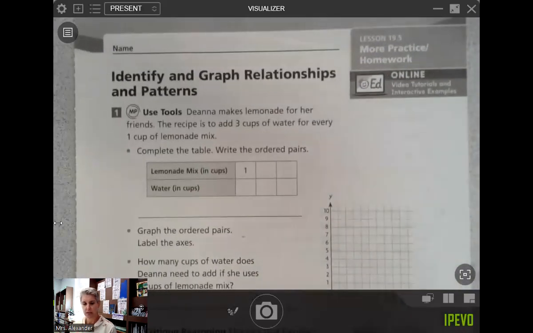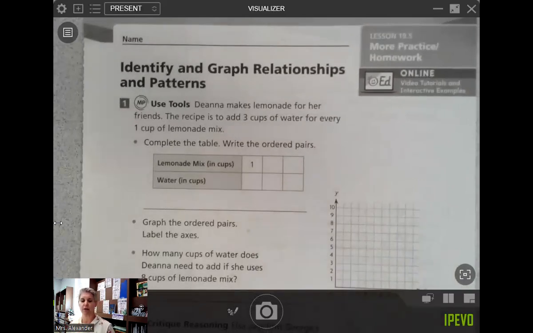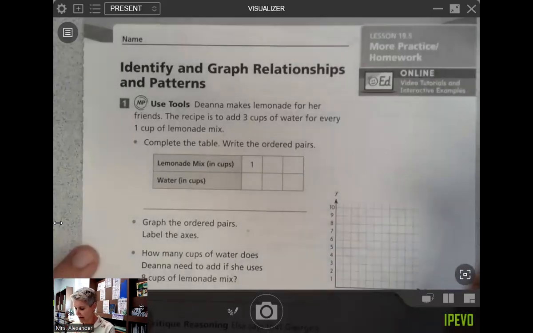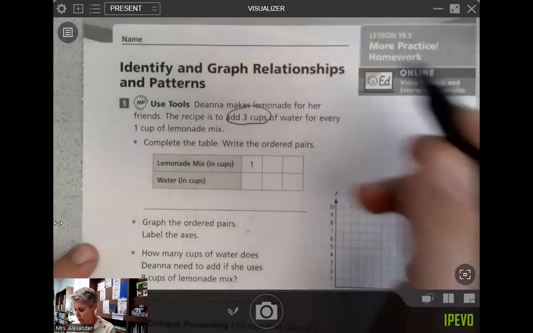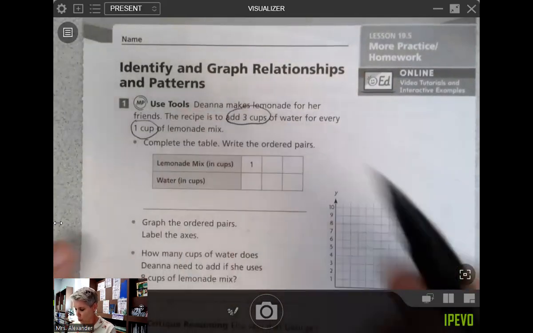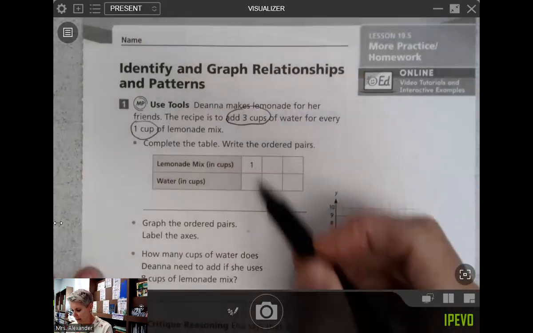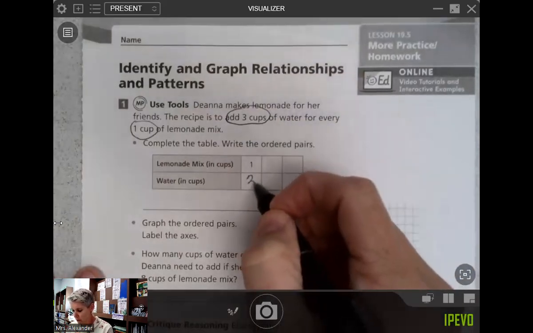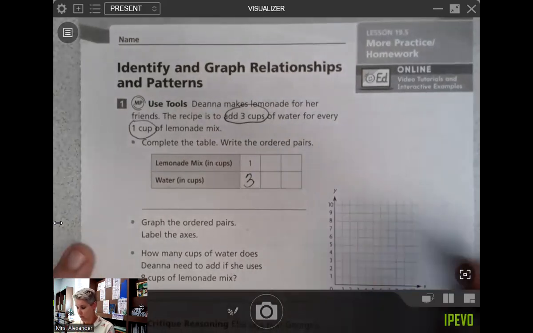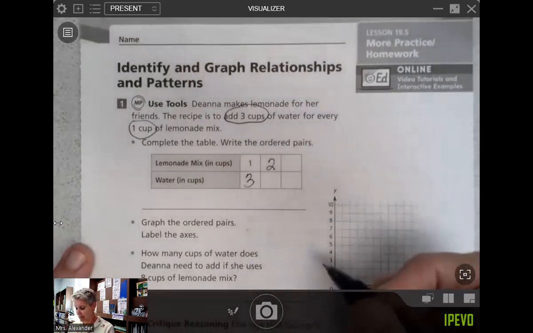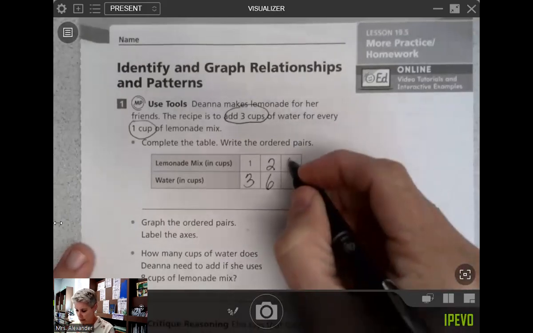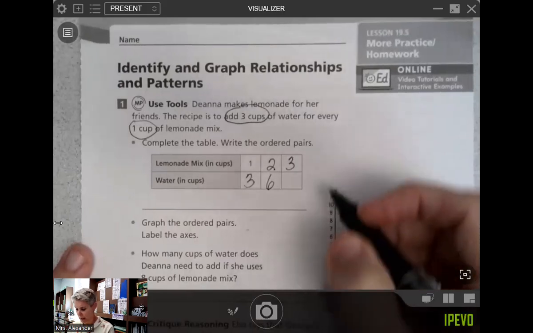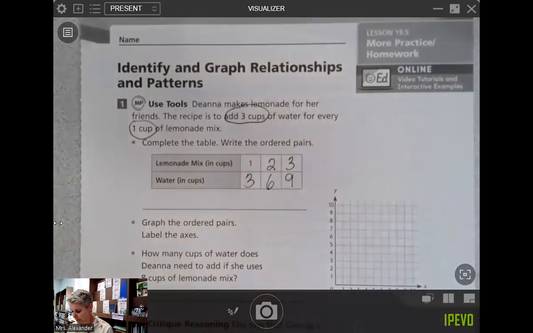So, Deanna makes lemonade for her friends. The recipe is to add 3 cups of water for every 1 cup of lemonade mix. So our rule is going to be add 3 and 1. So if we have 1 lemonade mix, we have 3 cups of water. If we have 2 cups of lemonade mix, we have 6 cups of water. If we have 3 cups of lemonade mix, we have 9 cups of water.